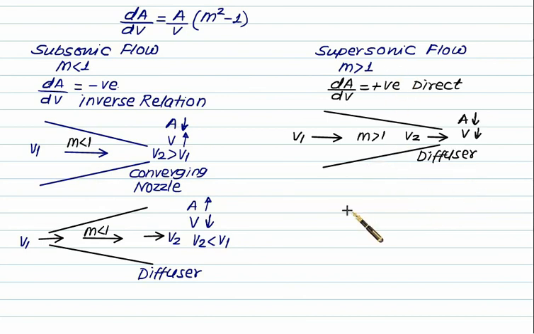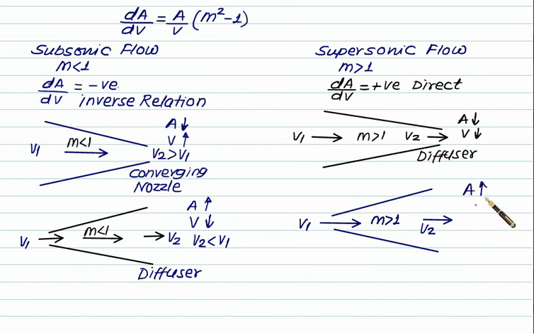And if we have an increase in area in a supersonic flow, so we have V1 as the inlet velocity, V2 as the exit velocity, and the Mach number is maintained greater than 1. In that case, we have a direct relation here, so the area is going to increase, therefore velocity is going to increase. Whenever velocity increases, it is called a nozzle. But this shape is a diverging shape, so we will call this one a divergent nozzle.